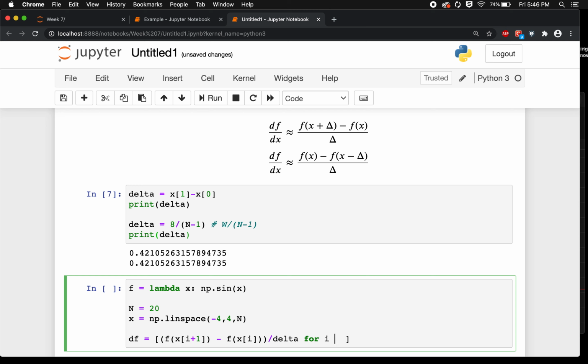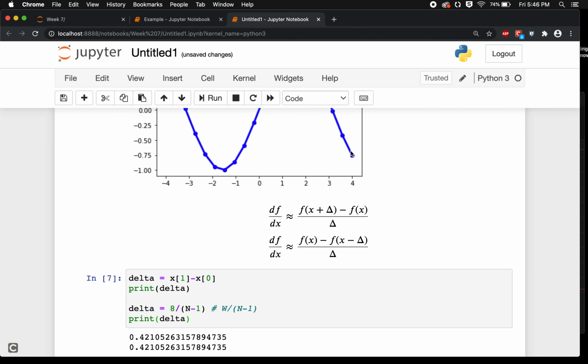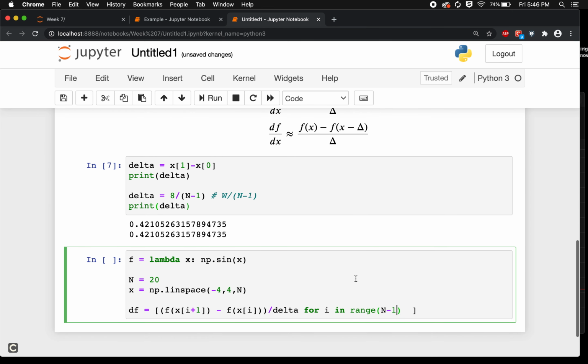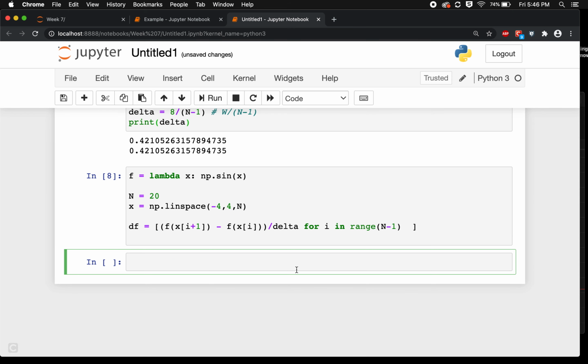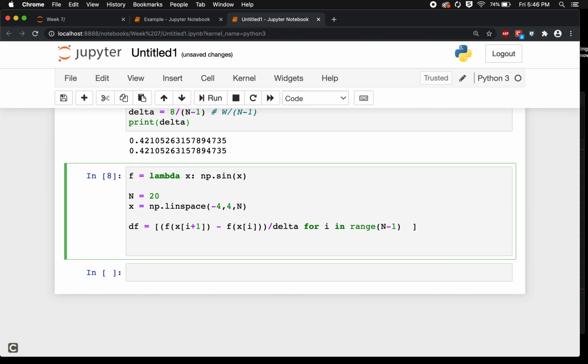And then I'm going to do for i in range, and I'm only going to go to n minus 1. Again, I'm going to n minus 1 because I don't want this last point, because I can't look to the right of it. I'll get an error if I try to take all n points. And then let me just make sure this works. And everything's golden.